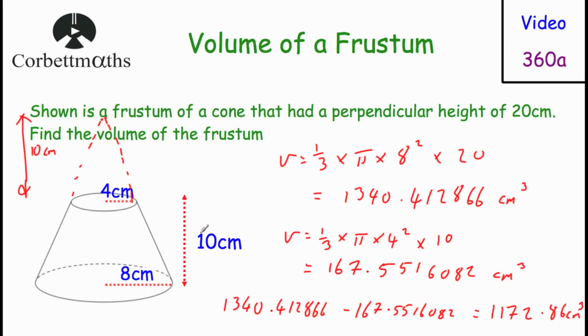So if you're asked to find the volume of a frustum, you just work out the volume of whatever shape there was to begin with, whether it's a big cone or a big pyramid. You work out the volume of what's been chopped off, and then you take them away, and that'll tell you the volume of what's left.